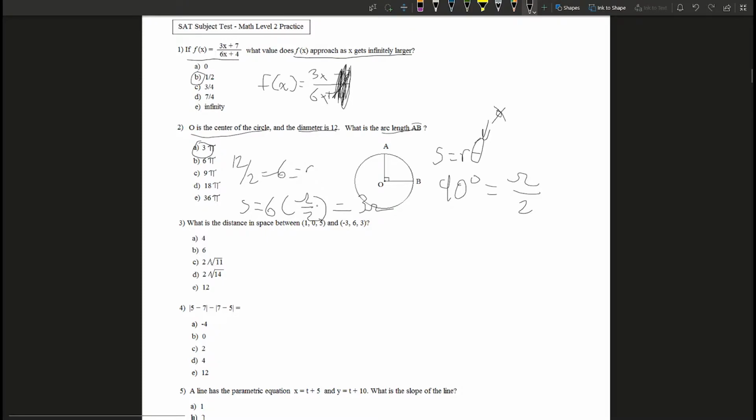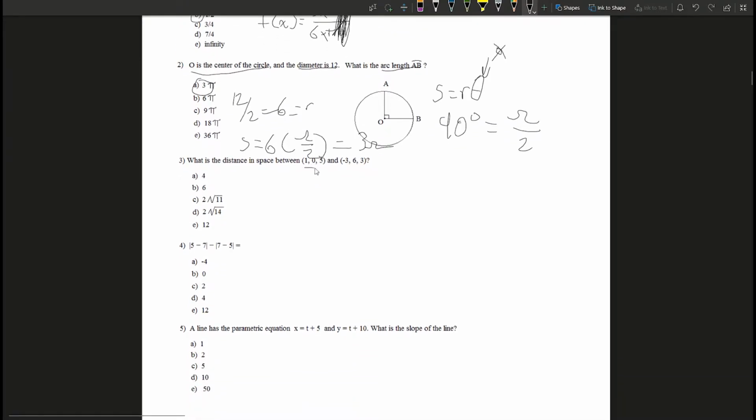So what is the distance in space between this point and this point? So (1, 0, 5) and (-3, 6, 3), right? Okay, so you might be wondering, why are there 3 points and not just 2? I know that most of you are probably comfortable with x, y coordinates and not x, y, z coordinates. I know I was only taught x and y coordinates in my math classes. So then you might be stuck. But in reality, it's very simple. It's just the distance formula, but in 3 dimensions.